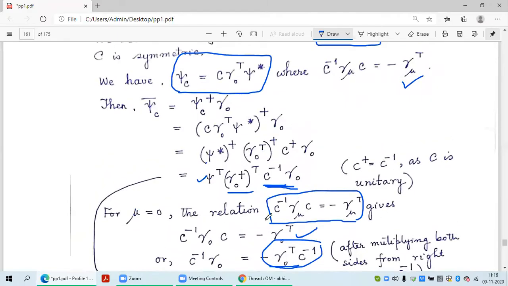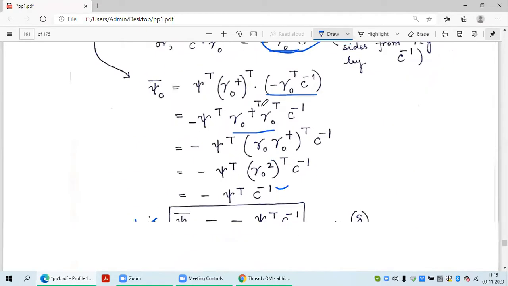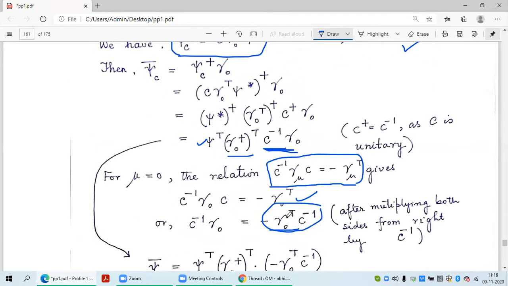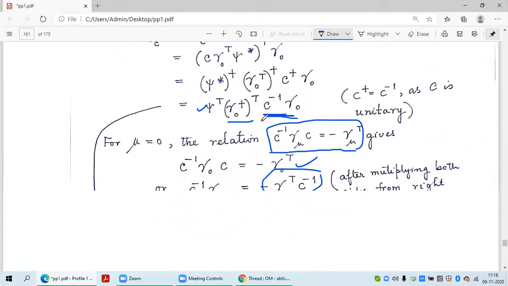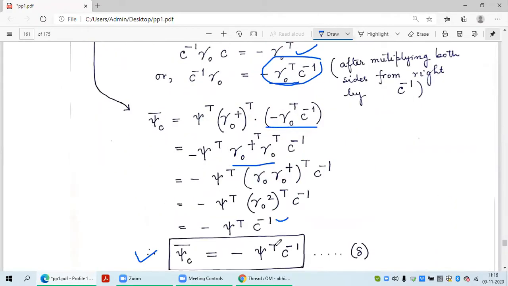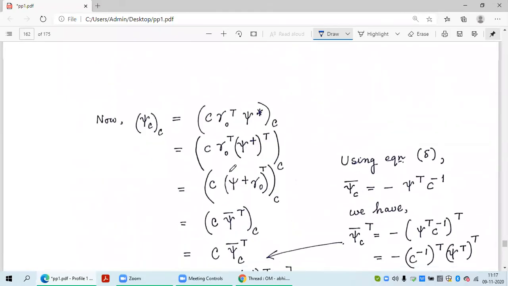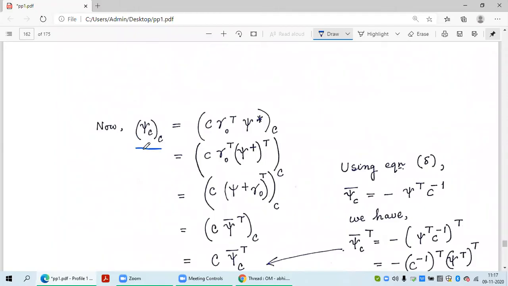So there are two equations. Psi C is related to psi by this equation, and psi C bar is related to psi by this equation. One is related to psi star, the other is related to psi transpose. Okay. Now with these two equations, we can now find out what this is.